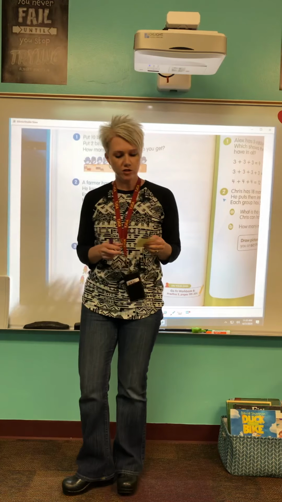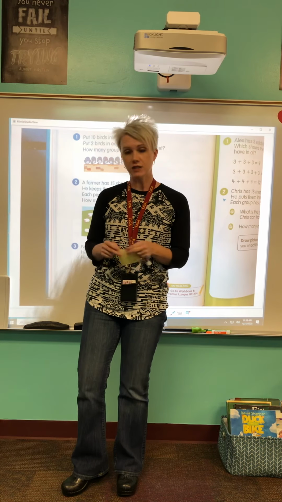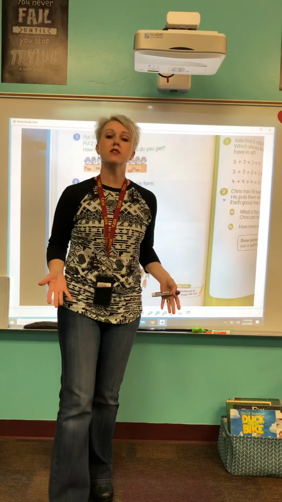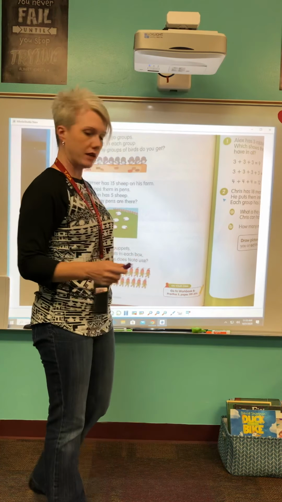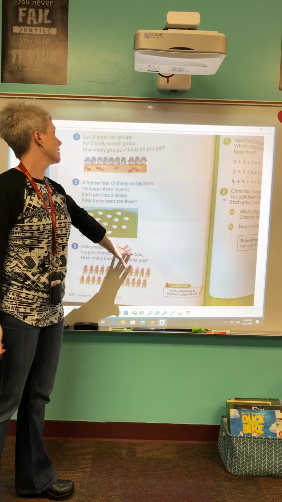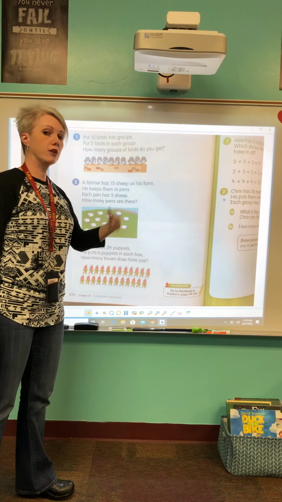Hey guys, today is Thursday, April 30th. We are on day 27 in math. So that means we are still doing division, and we're just going to jump right in with what we've been doing. Today we are putting our whole number into groups like we did yesterday.